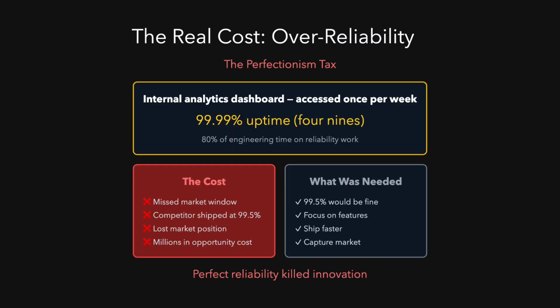Let me make this concrete with 2 failure modes. The first one is over-reliability, the perfectionism tax. For example, we had a team that spent 80% of their engineering time on reliability work for a system that users accessed once per week. They had 4 nines uptime for an internal analytics dashboard. The cost: they missed their market window. A competitor shipped a good enough product at lower reliability and captured the market. So, perfect reliability killed innovation.